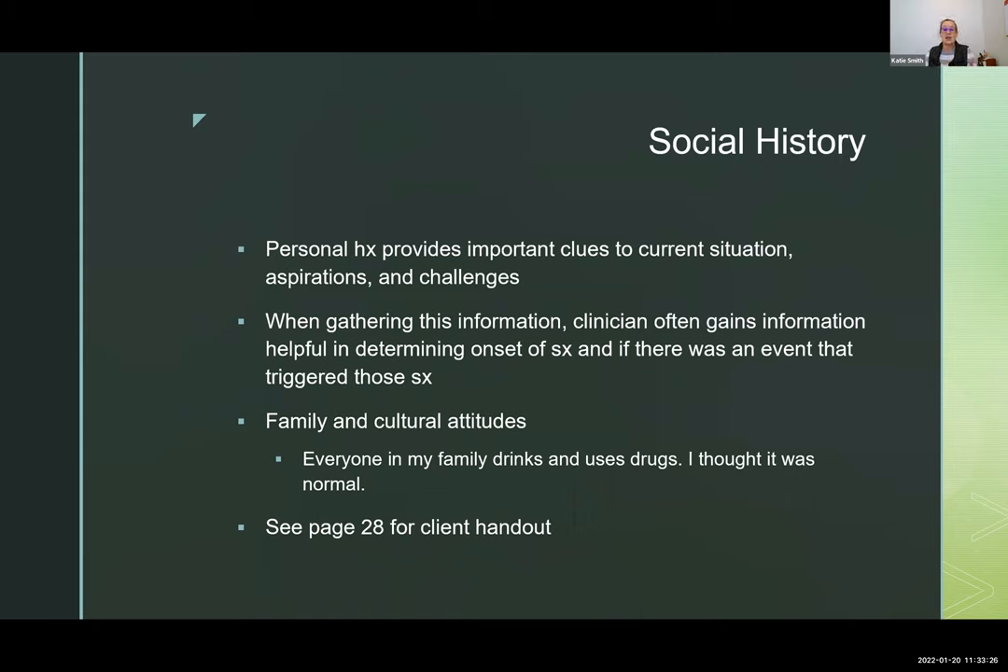Again, there's a client handout on how to gather this information on page 28 of the first edition of the text. My second edition is being delivered during the first week of class. I know we're working out of both texts this semester, so I will do my best to get this information updated for future lectures.